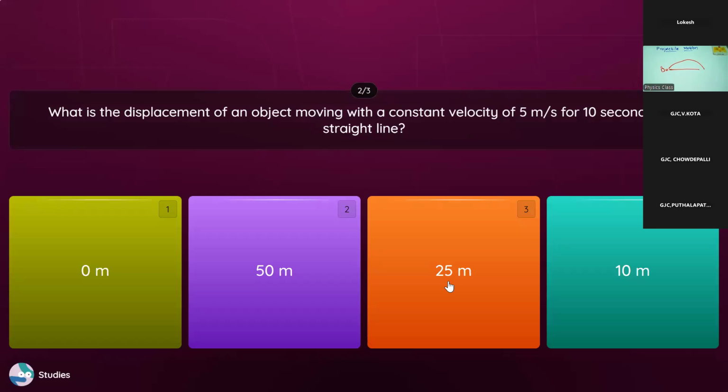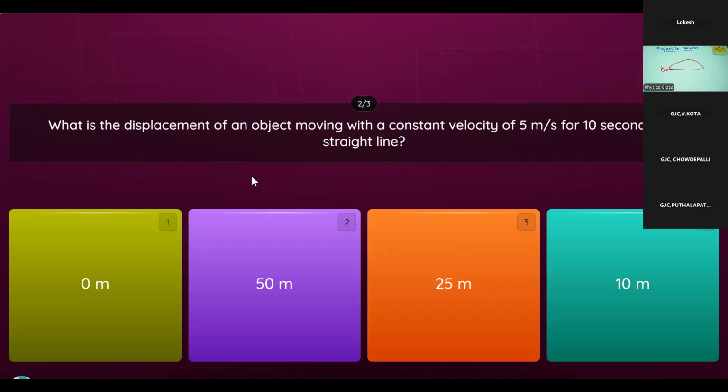Then next question. What is the displacement of an object moving with a constant velocity of 5 meter per second for 10 seconds in a straight line? So you have to calculate the displacement of the object. The velocity is 5 meter per second, it travels for 10 seconds in a straight line. So what is the answer?